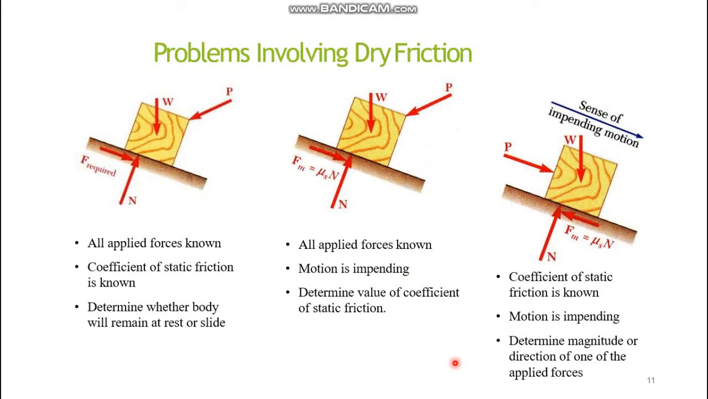phi s. That means this angle will be equal to the angle of repose. Now these are the problems involving dry friction. What are the problems we have faced? All applied forces are known, coefficient of static friction is known. We have to determine whether the body will remain at rest or slide. In this case, all applied forces are known, motion is impending, and determine the value of the coefficient of static friction. And in this case, the sense of impending motion and coefficient of static friction are known, motion is impending.